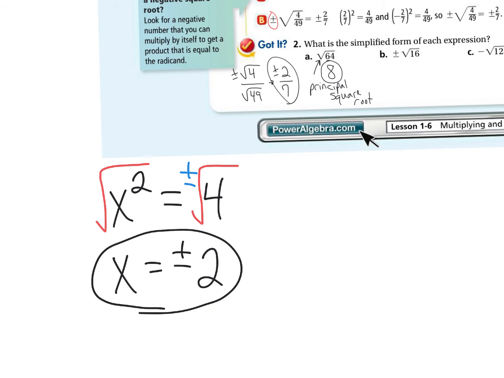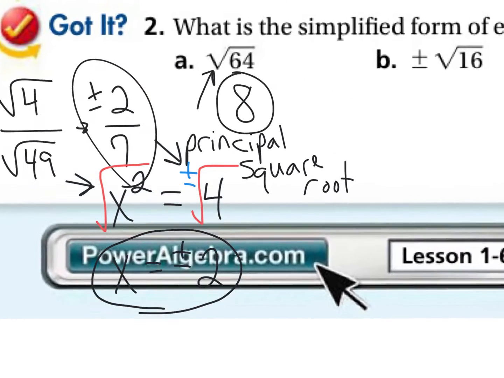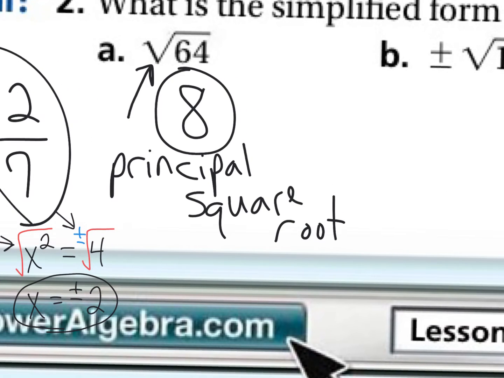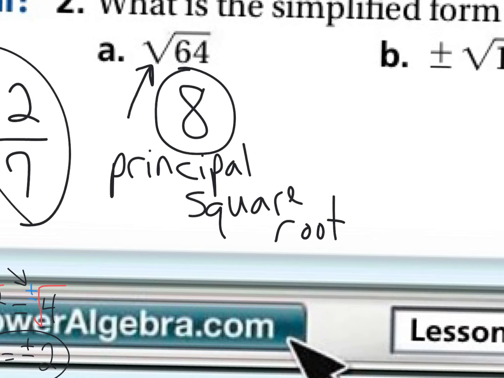because x could have been 2, which would be 2 times 2 is 4, or it could be negative 2. Negative 2 times negative 2 also is a positive 4. So when we add the square root, we add plus or minus. If the square root's already there, that is the principal square root. We're just going to take the positive answer.